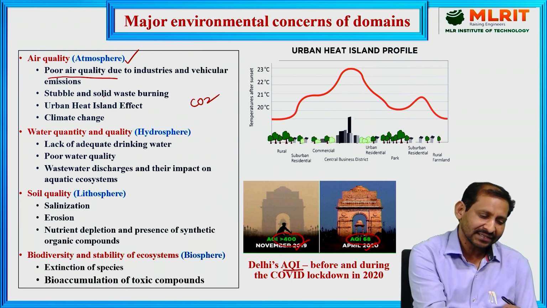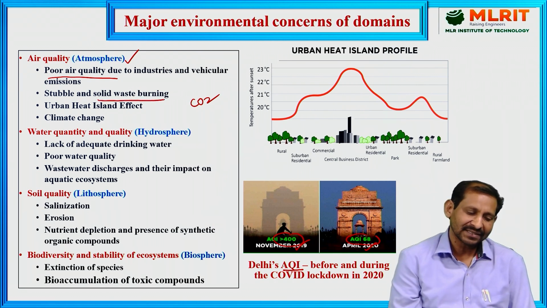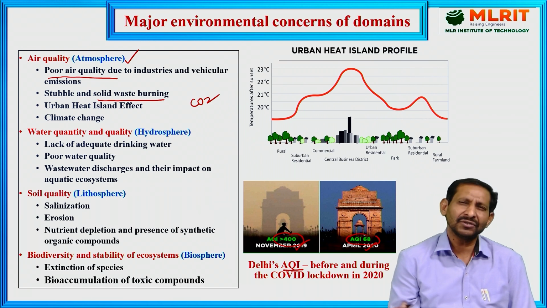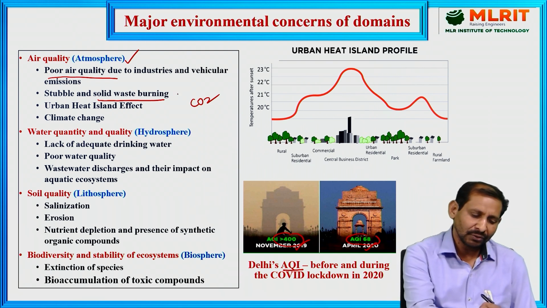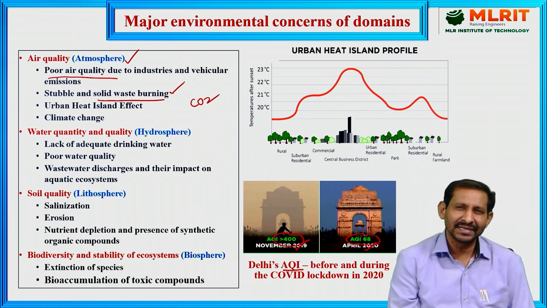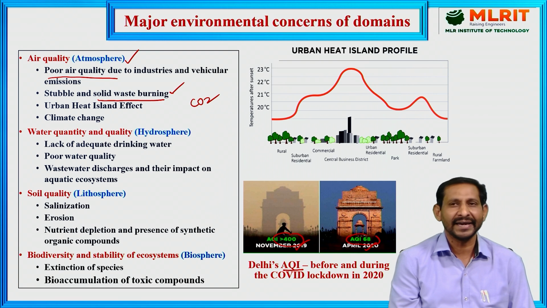The second one related to the atmosphere is solid waste burning. Once waste is collected from different sources, it is burned. Due to that burning, a lot of gases are released, and those gases also affect air quality.